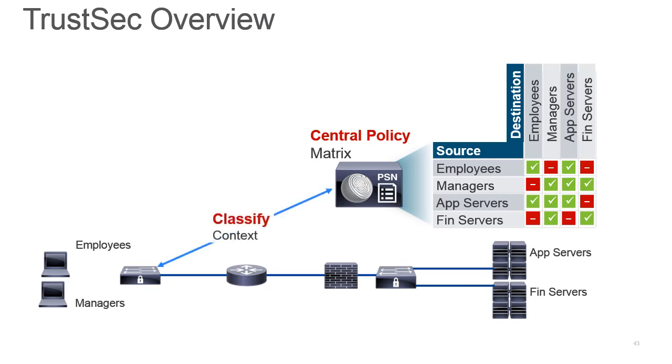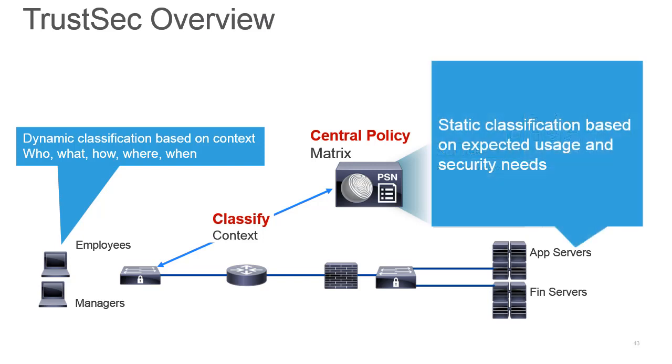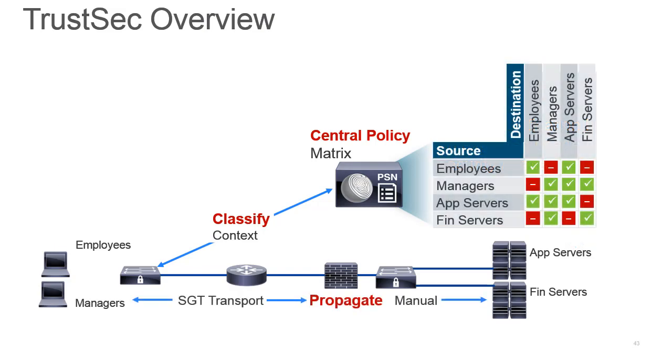Classification is enabled by Cisco Identity Services Engine Context Awareness, the who, what, how, where, and when particulars of a given user session. Server connections can be statically classified based on expected usage and your security needs. This classification knowledge then propagates throughout your infrastructure.